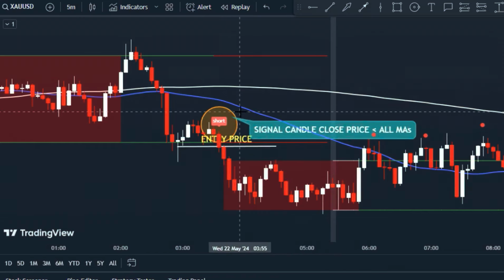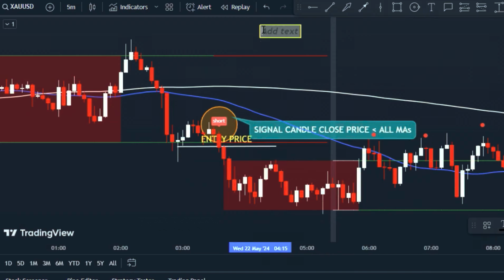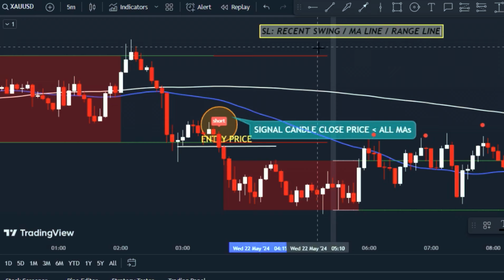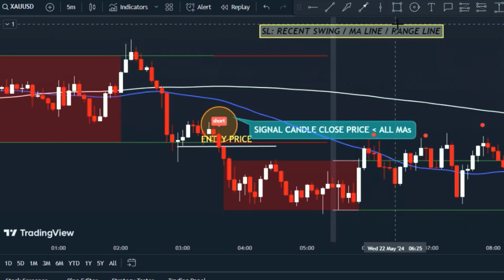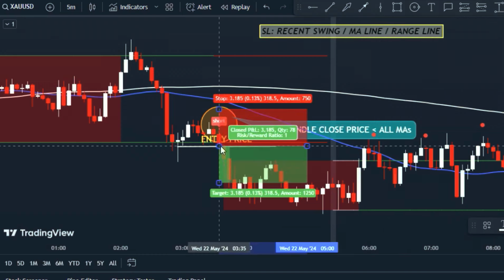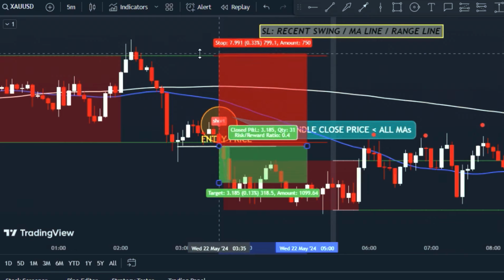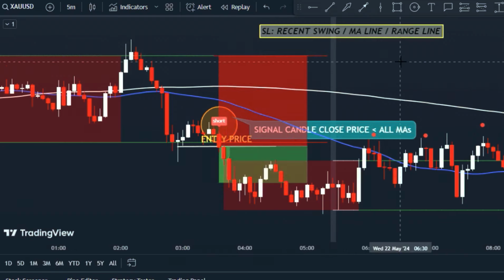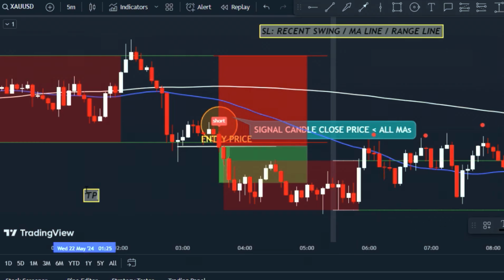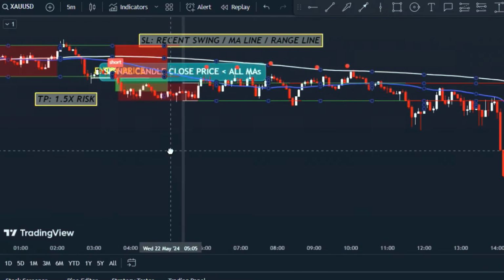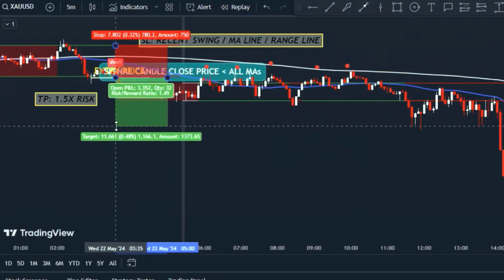Now for risk management, set your stop loss level slightly above the most recent swing high, one of the MA lines or the range detector line, whichever works best for you. And when it's time to exit at some sweet profits, set your take profit target 1.5 times the distance between your entry and stop loss levels.